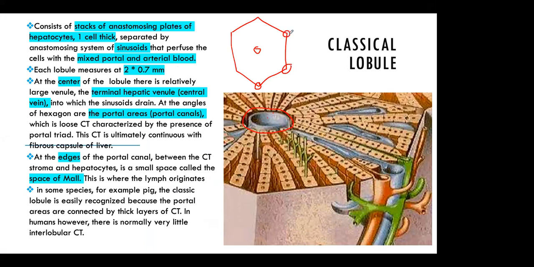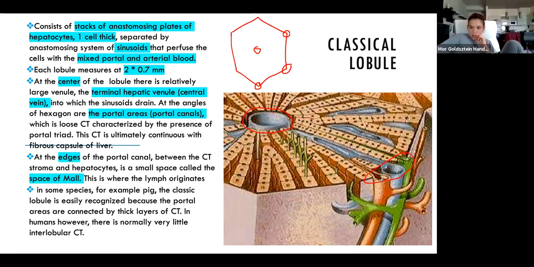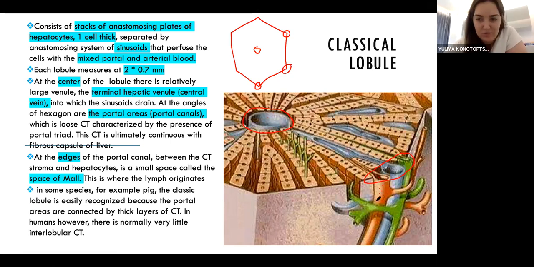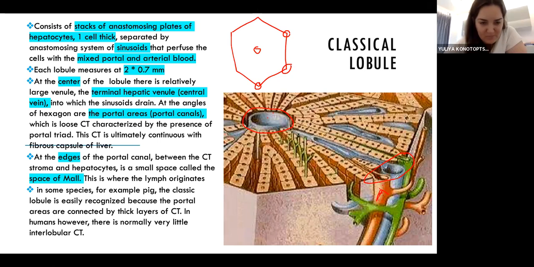Portal triad. Portal triad. You can see them here very nicely. They have shown it for you. So this will be what? Portal triad. Hepatic artery. So this one is the hepatic artery. What about this one? Portal vein. Okay, so here we have the portal vein, and the green one is going to be the bile duct.